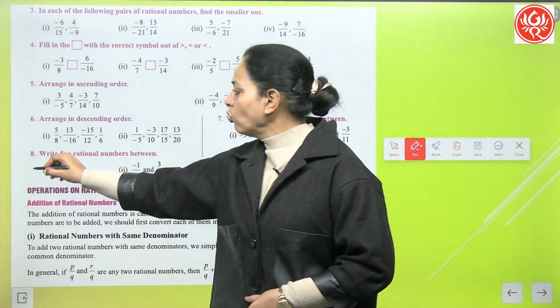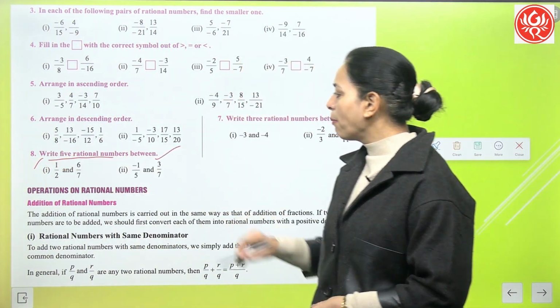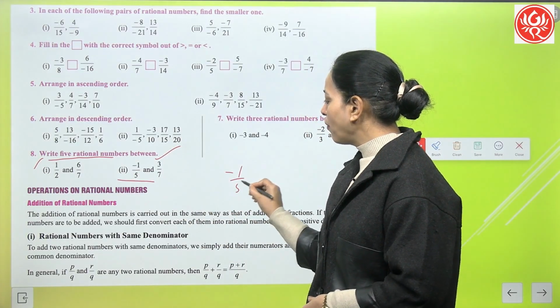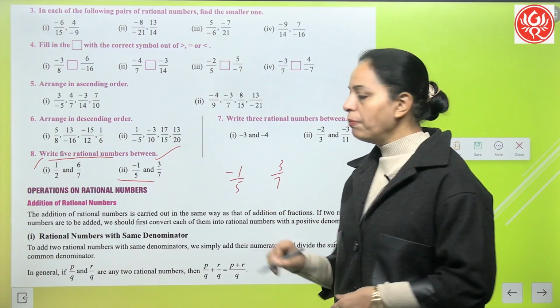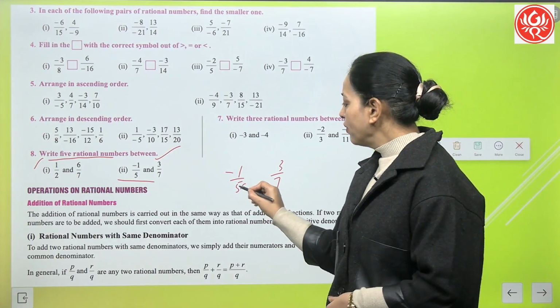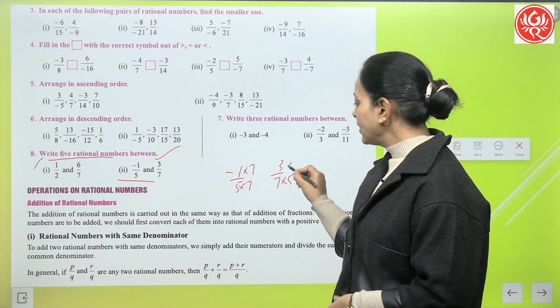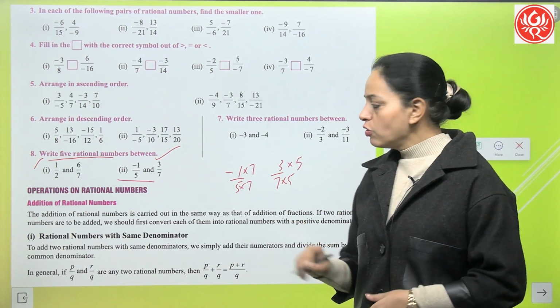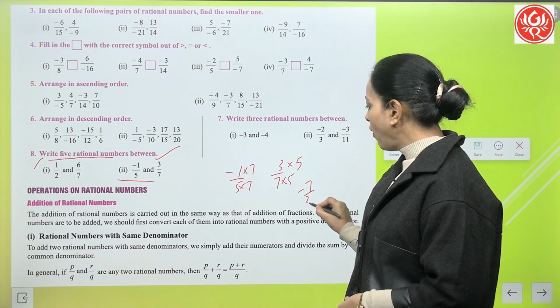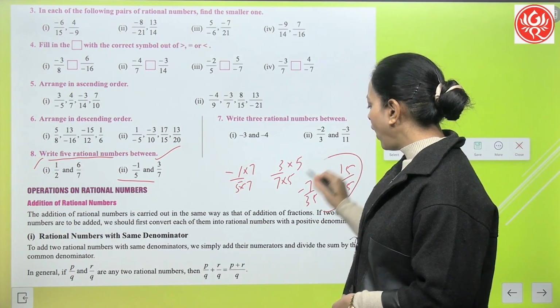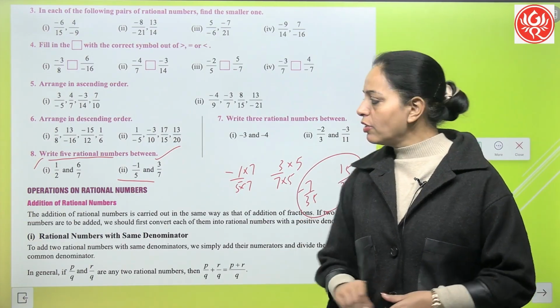Now come to 8th question, write 5 rational numbers between. Same like second part, minus 1 by 5 and 3 by 7, make the denominator same, 35 बना दें. So into 7 and second number into 5. So minus 7 upon 35 and 15 upon 35. Now you can find the rational numbers, right?